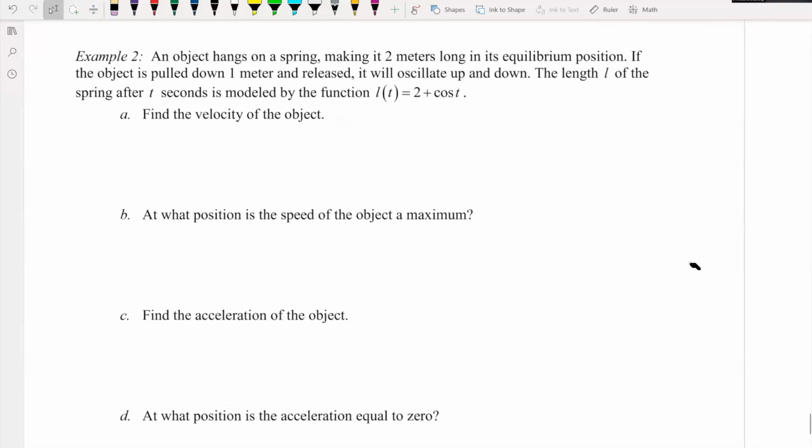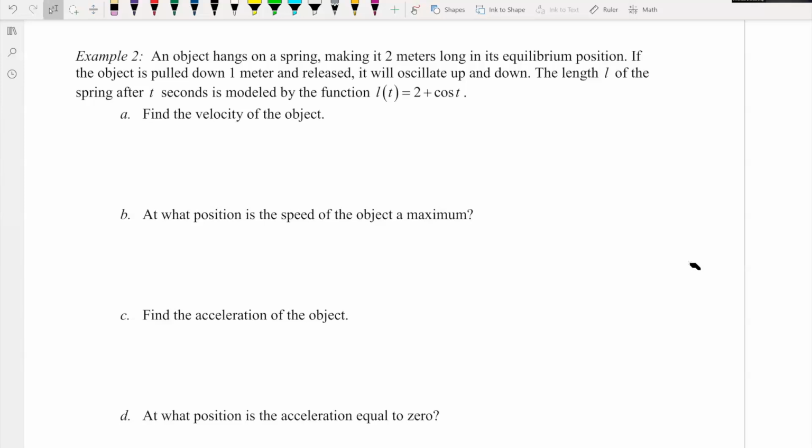An object hangs on a spring, making it 2 meters long at its equilibrium position. I'll draw this in a moment. If the object is pulled down 1 meter and released, it will oscillate up and down. The length L of the spring after t seconds is modeled by the function L of t is equal to 2 plus cosine of t.